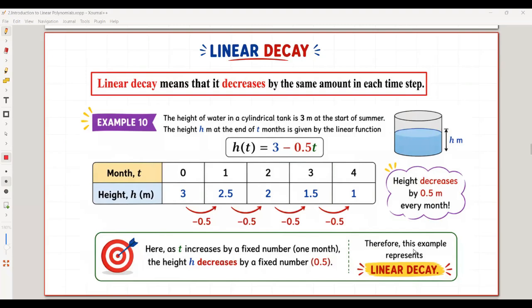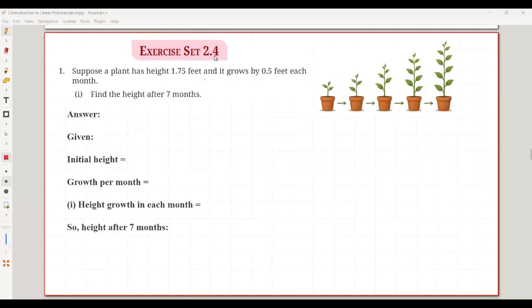So linear growth means it increases by the same amount, and linear decay means it decreases by the same amount. I think you can understand the difference between linear growth and linear decay. Based on this, we will move on to the exercise. Exercise 2.4.